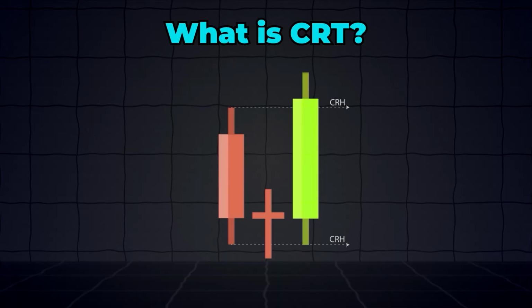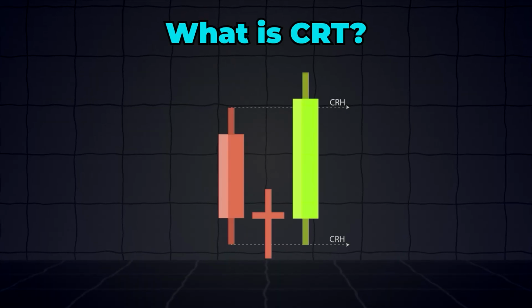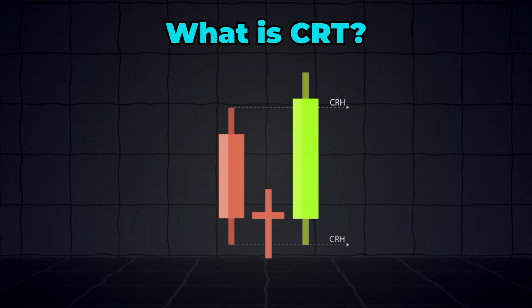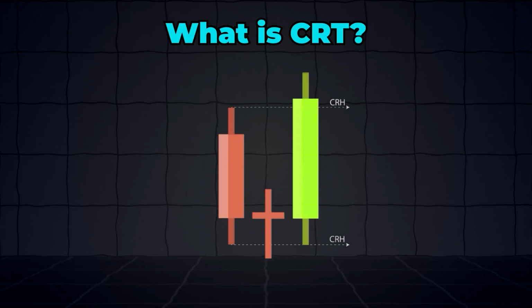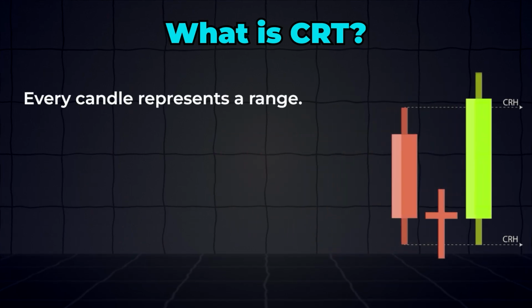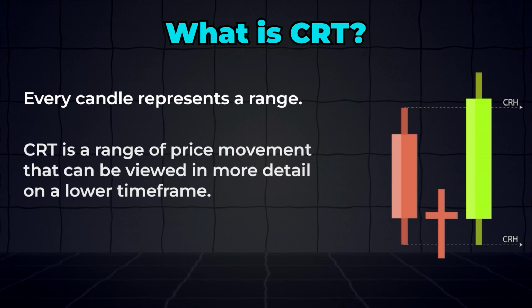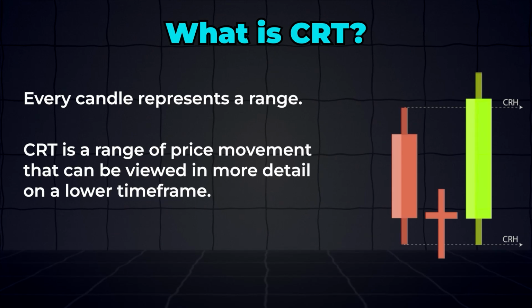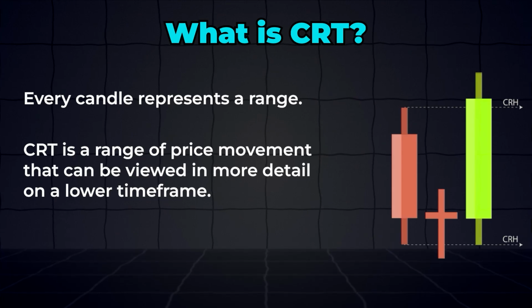Let's get started. Before diving into practical applications, we'll begin with the theory behind Candle Range Theory. Let's explore the psychology at its core. So what exactly is a candle range theory? The idea is simple. Every candle on the chart represents a range. In other words, a candle on the higher time frame is simply a price movement range that can be examined in greater detail on a lower time frame.